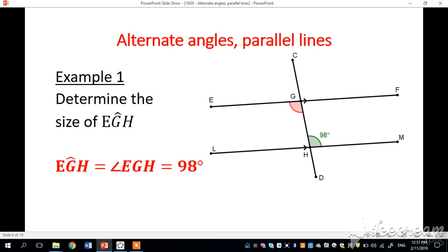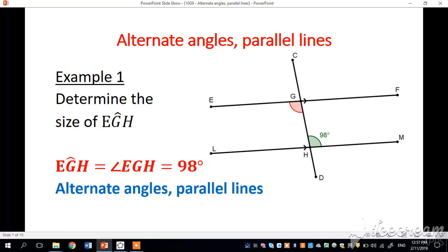Now you must provide a reason. So the reason is they are alternate angles on parallel lines. We don't have to say alternate angles are equal. So we just say alternate angles on parallel lines. If you want to be a little bit shortcutty, a little bit lazy, you are welcome to write alt angles and use the two lines for parallel lines.